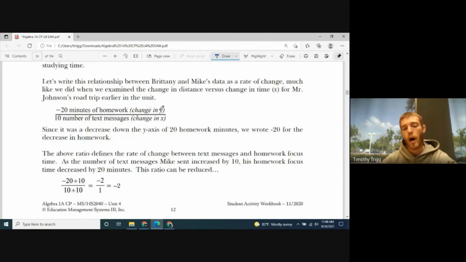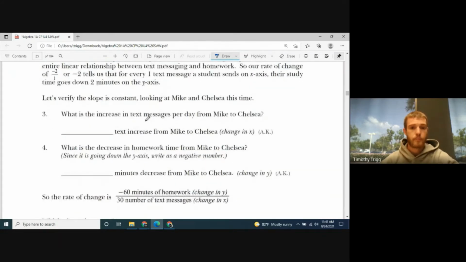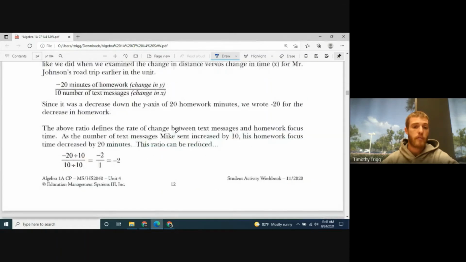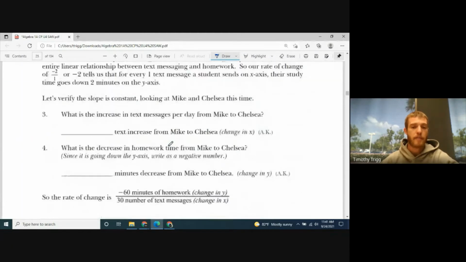So the change in the y values, that's the rise, is -20. And the run is the change in the x values, so that's 10. So for every 10 text messages, you are able to concentrate 20 minutes less on homework. That's basically what this is saying. So now we use the points from Brittany to Mike.